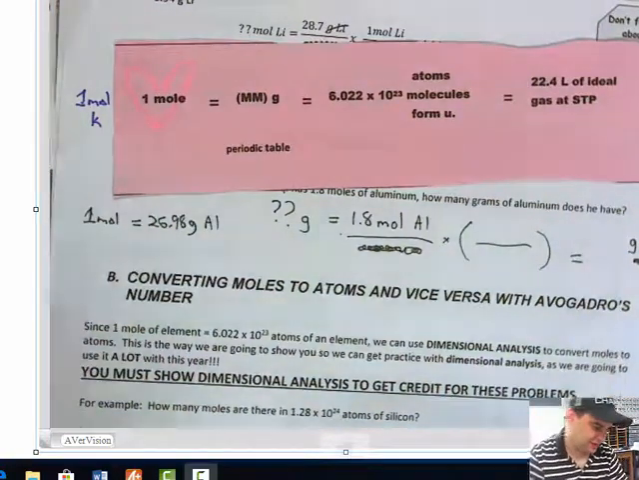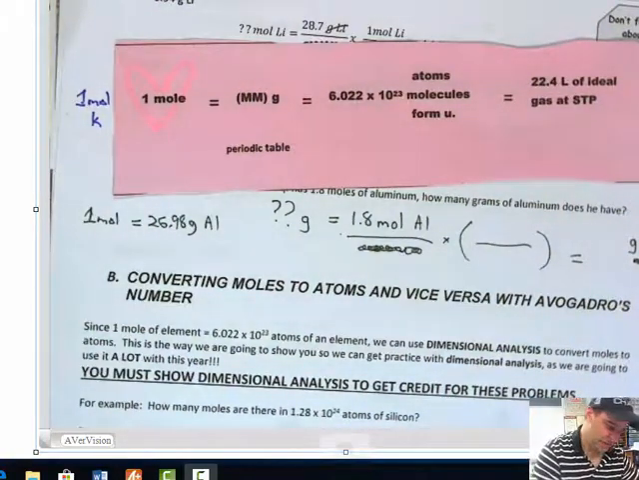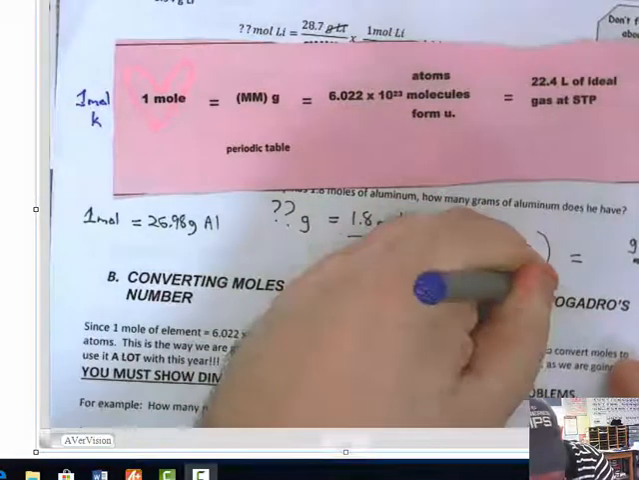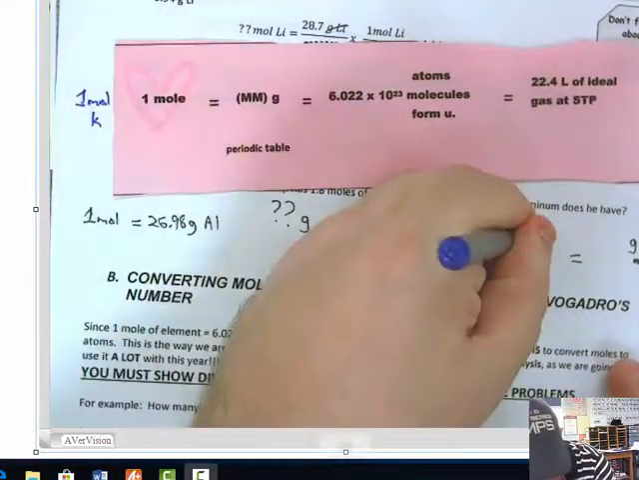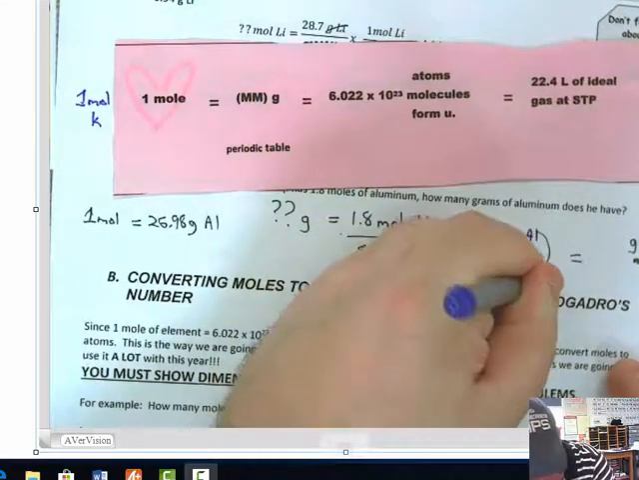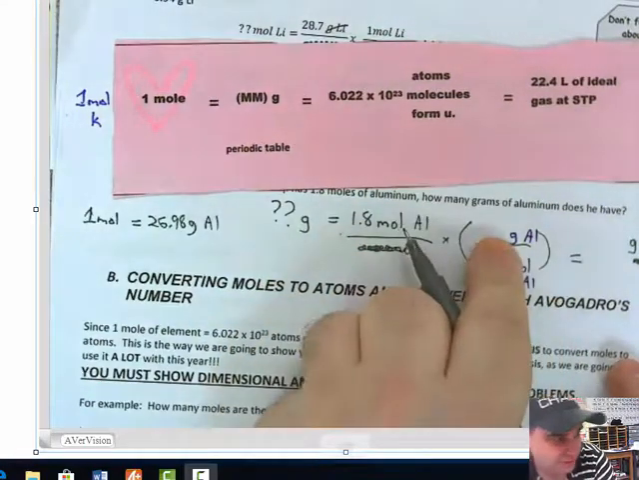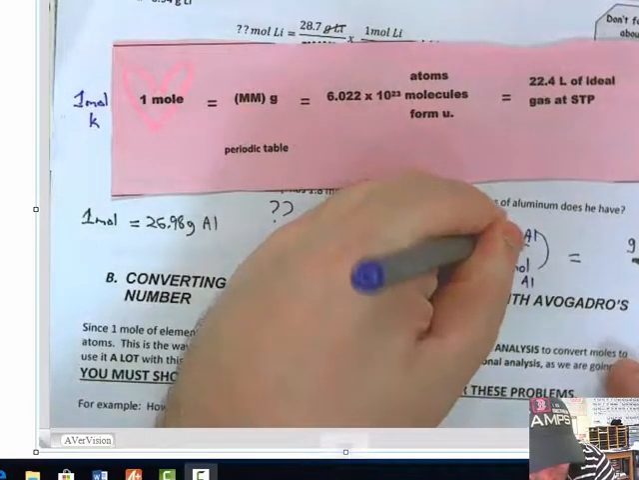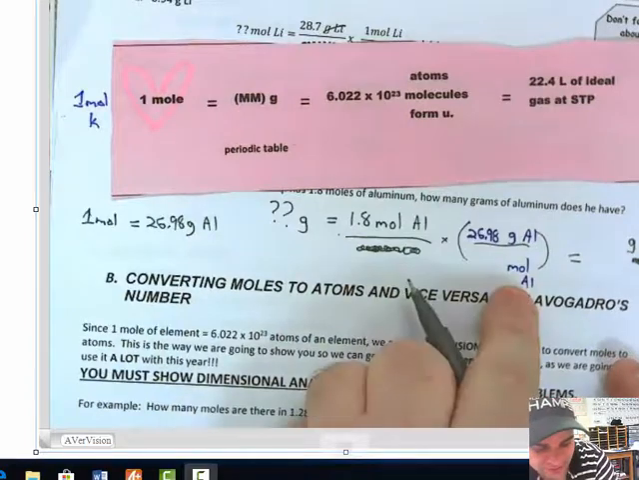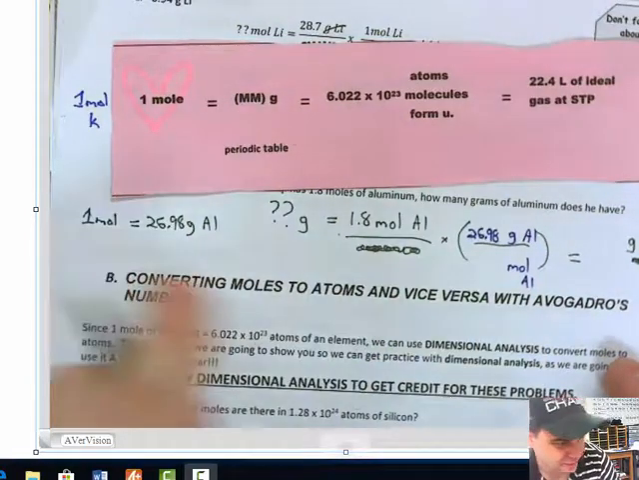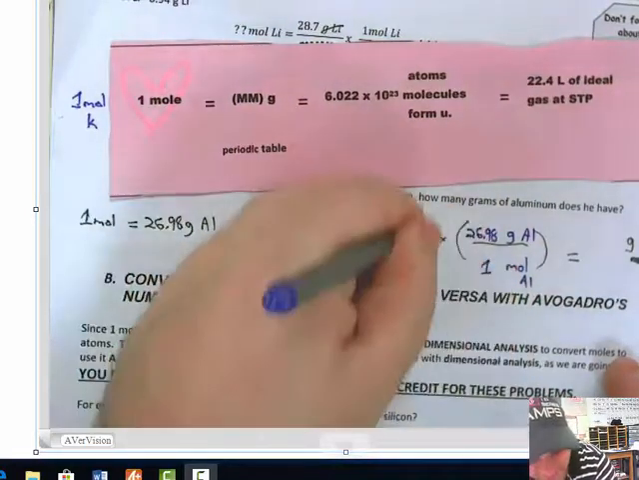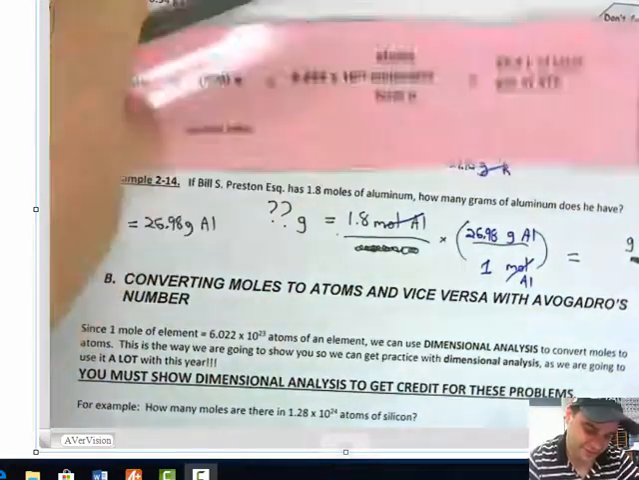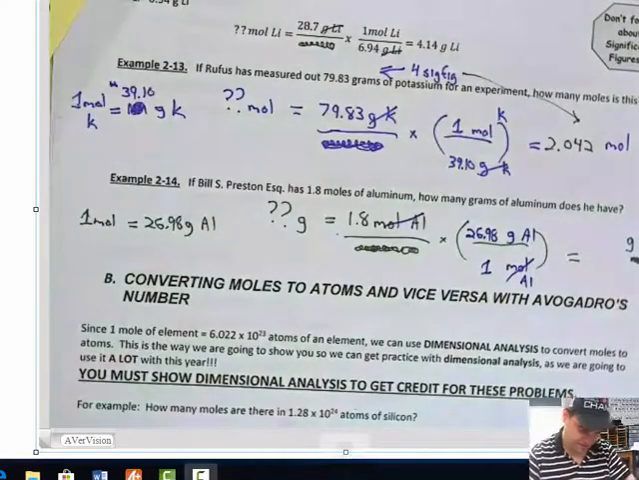Okay, here we go. Moles on the top, moles on the bottom. What are we going to convert to? Grams. How many grams are in my conversion factor? 26.98. You write down 26.98. How many moles are in my conversion factor? 1. Swish, swish. You multiply those numbers. You get an answer.